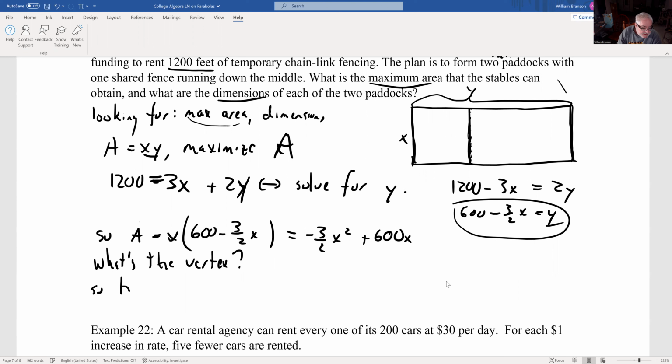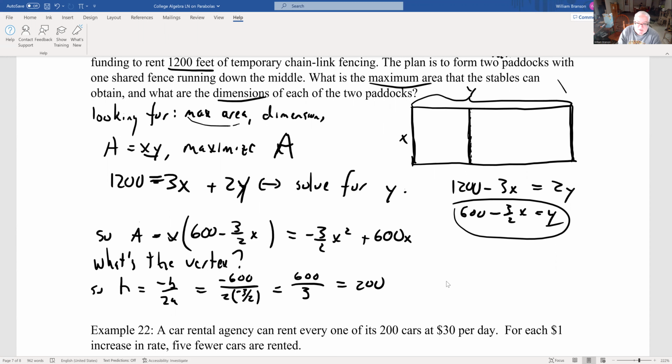So the vertex, again, is minus b over 2a, and in this case, b is 600, and 2a is 2 times minus 3 halves. So minus signs cancel out. We've got a 600. 2 times 3 halves is 3, and so x is 200. So this should be 200 feet.